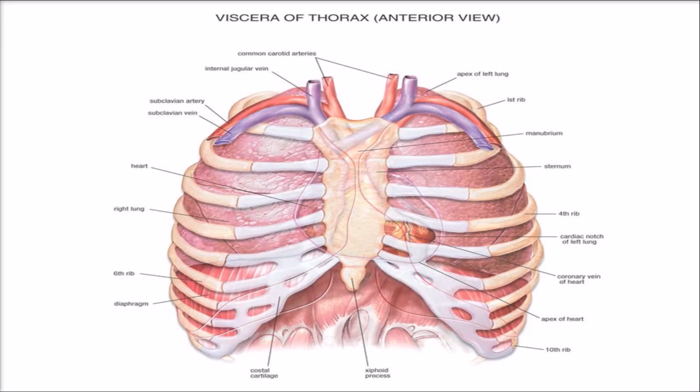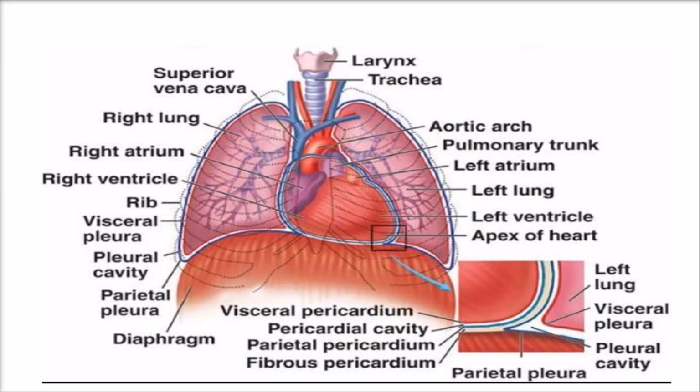Let's revise the organs, bones and pleura, which are the right and left clavicle, 12 pairs of ribs, sternum, vertebral column, heart, and lungs. The diaphragm is present underneath the lung, and there are major vessels like the superior vena cava and the aorta with the aortic notch.